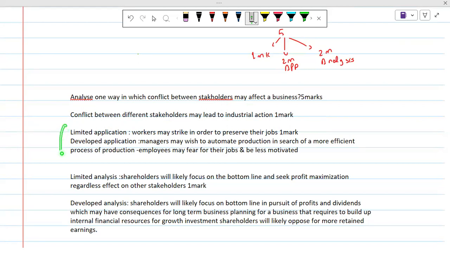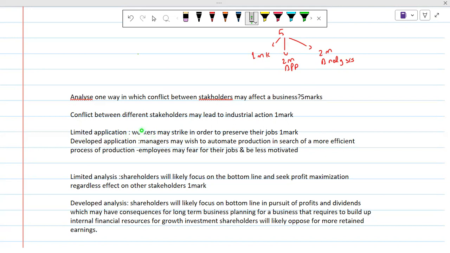And if I write the limited application, for example, I can say that workers are basically our stakeholders. We know about this. So workers may strike in order to preserve their jobs. Why do workers strike?